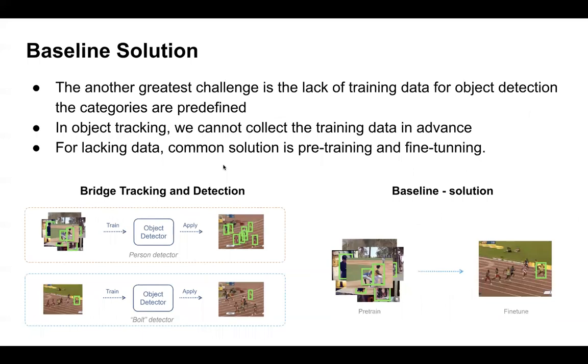The greatest challenge is the lack of training data for object detection. The categories are predefined, so a large amount of data can be collected to train the detector. But in object tracking, the target is given by the user. We cannot collect the training data in advance. It means that only the training image is used to train the detector.